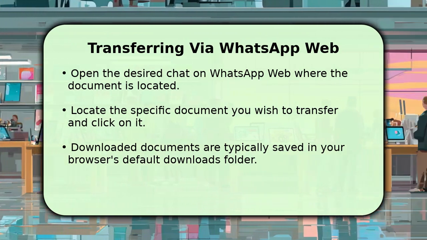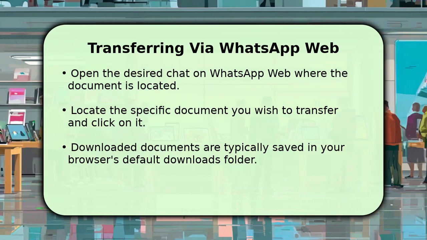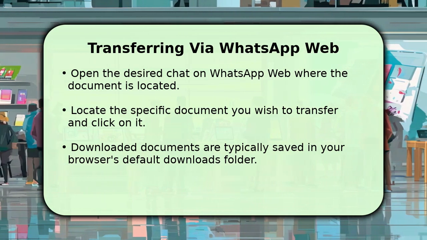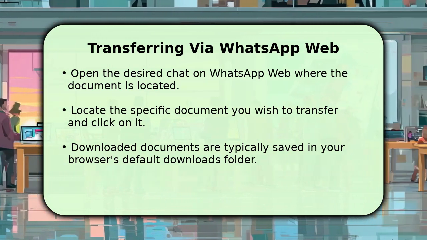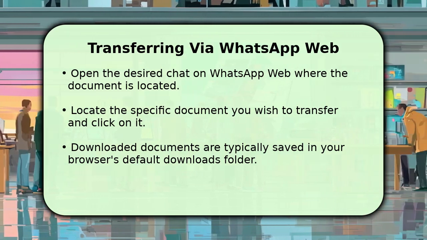This action will usually open a preview or provide download options. Look for a small download icon, often an arrow pointing downwards, and click it to save the file. The document will then be saved to your laptop, usually in the Downloads folder.